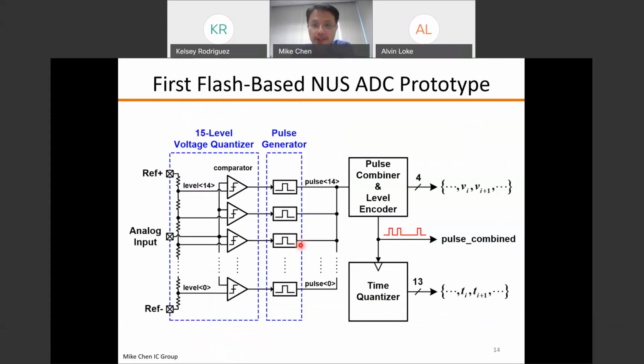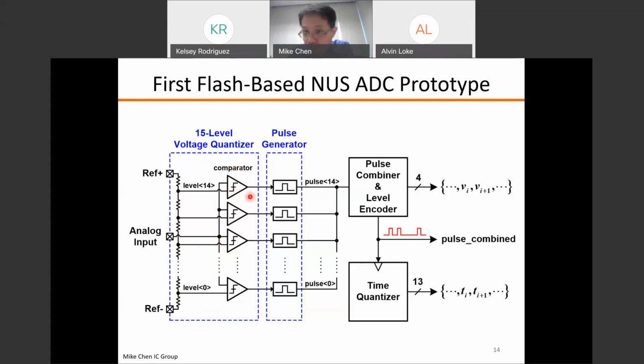Because of that, we went ahead and built this so-called flash-based non-uniform sampling ADC prototype. For those of you who have built a flash ADC before, this really looks like a flash ADC, except I need to point out, if you look at these comparators, they don't have a clock, because we are only doing the voltage quantization. We only try to detect when the signal passes through a particular level. So this is essentially a continuous time comparator, and you are just comparing your input to a bunch of different voltage levels.